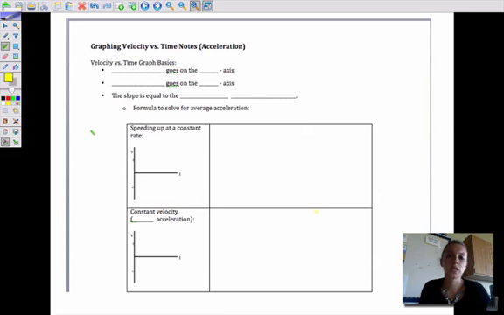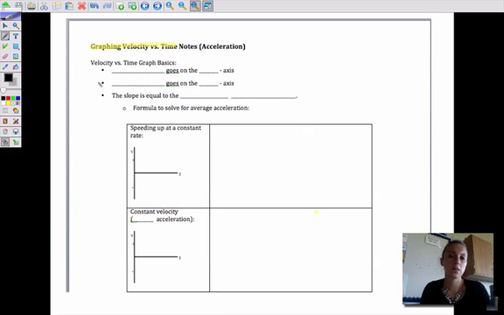This video is going to focus on the last piece of our last learning target, which is about graphing velocity versus time, which implies that we're also going to be talking about acceleration. At this point, you should pause the video and find this note sheet in your binder.